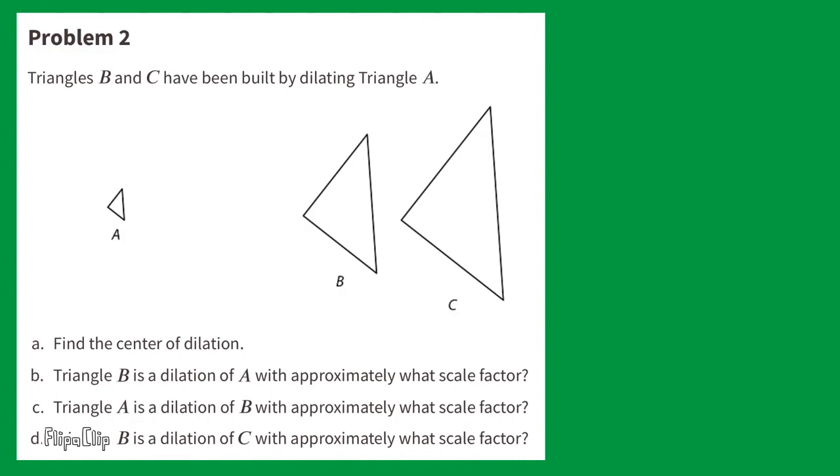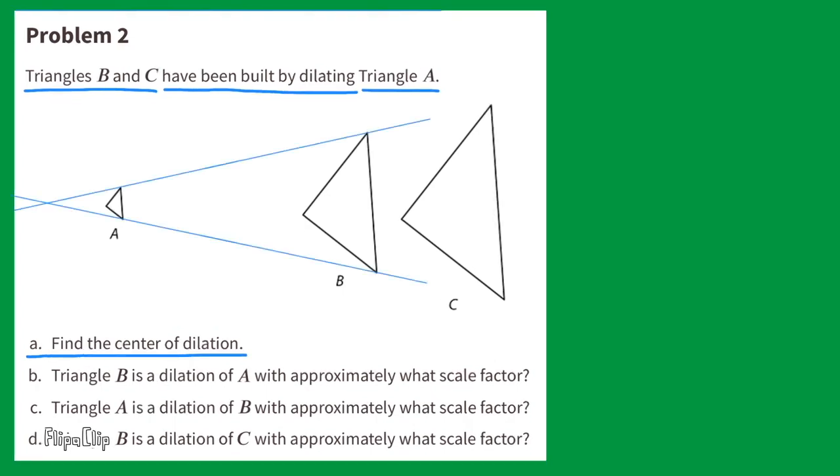Problem number 2. Triangles B and C have been built by dilating triangle A. A, find the center of dilation. One method would be to draw straight lines from the corresponding angles, extending them past the points. Where these two lines intersect will be the center of dilation.